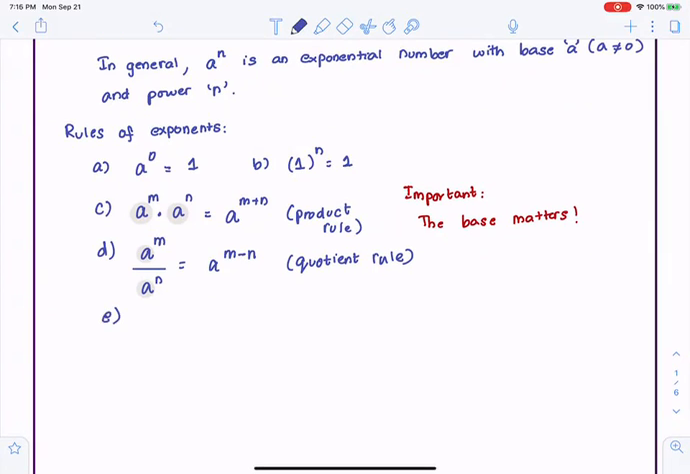The next rule is called the power rule. So we have a raised to m, and we raise the entire expression to another power n. What we do here is we write the base as is, and we multiply the powers together. So if we multiply those two, we will get m times n.